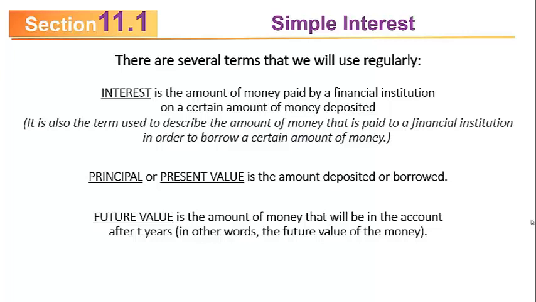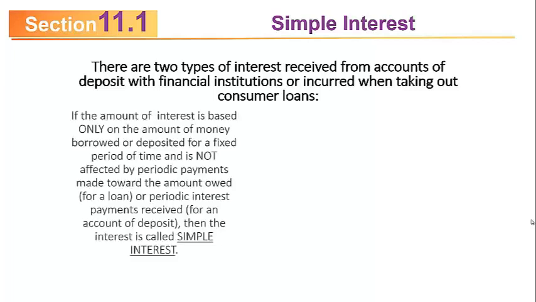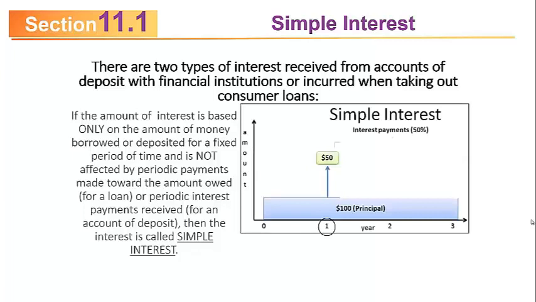And future value is the amount of money that will be in the account after T years. In other words, the future value of the money. There are two types of interest received from accounts of deposit with financial institutions or incurred when taking out consumer loans. If the amount of interest is based only on the amount of money borrowed or deposited for a fixed period of time and is not affected by periodic payments made toward the amount owed or borrowed, then the interest is called simple interest.